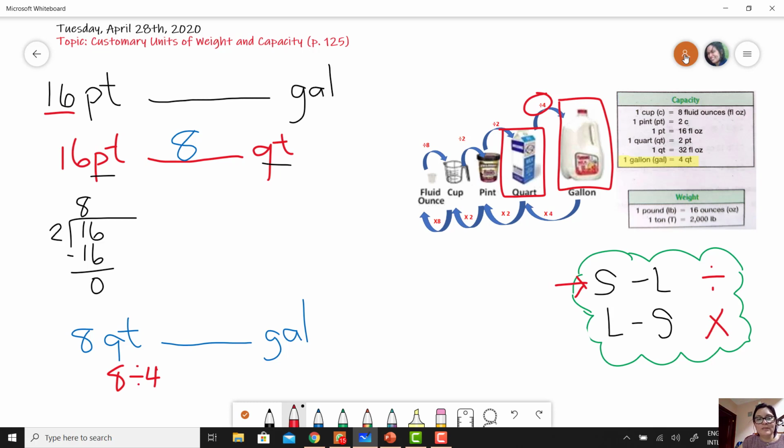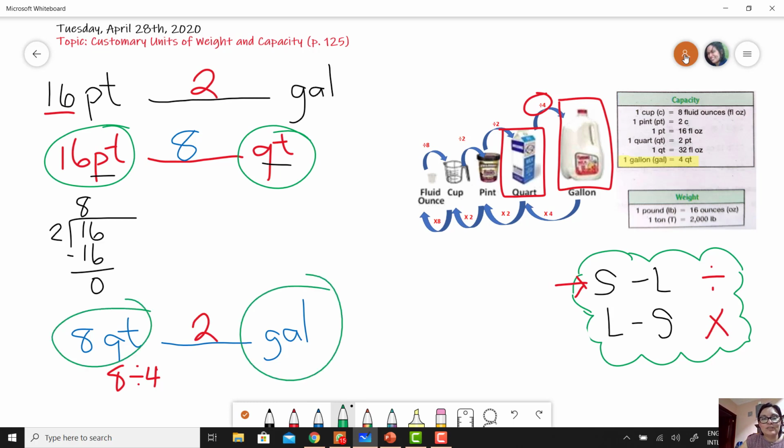2, right? Because 2 times 4 is 8. So in 8 quarts, we have 2 gallons. And if in 8 quarts we have 16 pints, we can say that in 16 pints we have 2 gallons. Okay? What did we do? We changed the pints into quarts, then the quarts into gallons. So these gallons are the same as these ones in here. It's the same to say 16 pints equals 2 gallons.